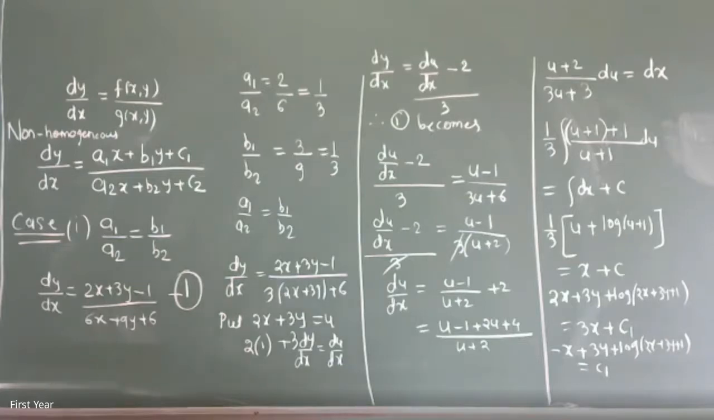Now, if your luck is very tough, then you can get such a lengthy question also for 1 mark. So you have to be quick enough to solve this type of questions also. Is it okay? Yes ma'am. So x minus 3y is equal to log of 2x plus 3y plus 1 plus c is your answer, or x minus 3y minus log of the term in the bracket is equal to c is the answer.